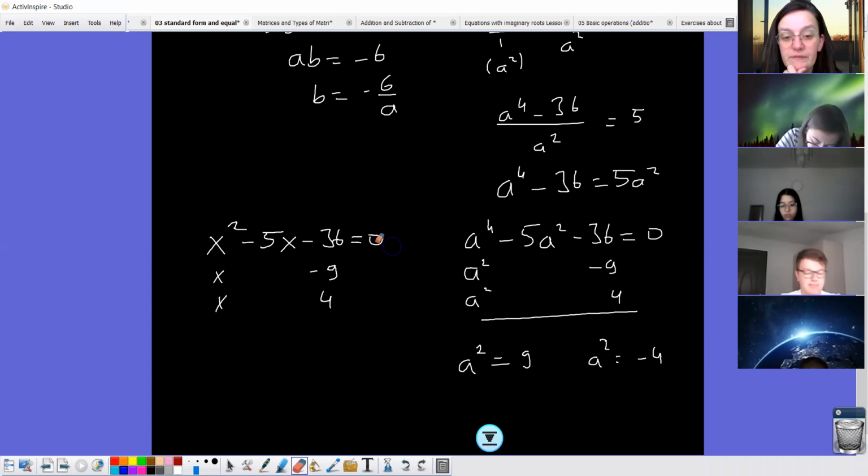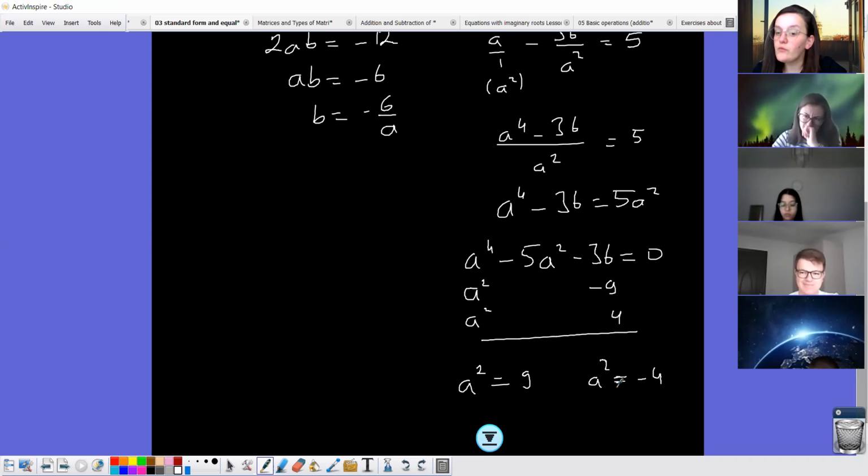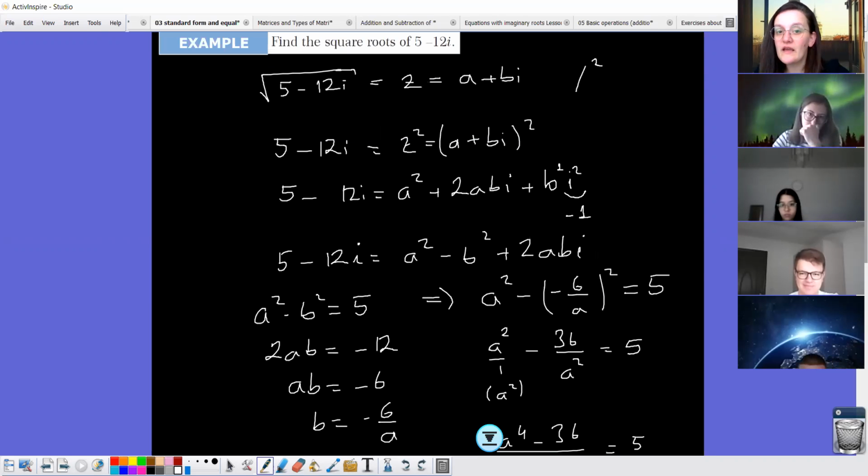Can it be the second one? If you solve till here, how will you find the a values? Will you accept a squared equal to minus 4 or not? No, because a is the real part of z. Although, if you use complex numbers, you could find a here as plus 2i or minus 2i. But what is a? A is the real part of the z.